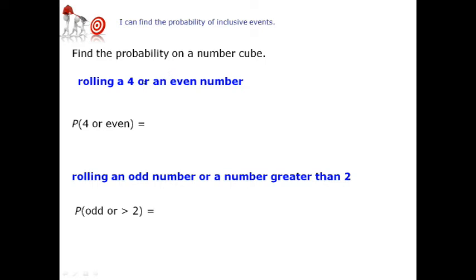So let's find the probability of rolling a 4 or an even number on a number cube. Well, the probability of rolling a 4 is going to be, let's erase that.